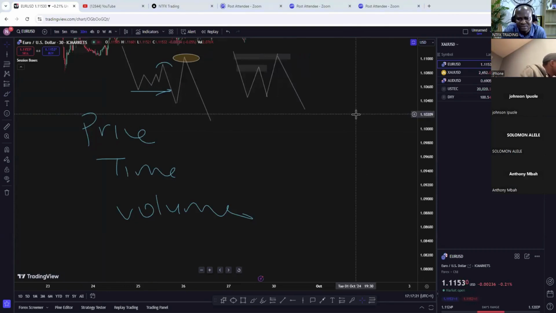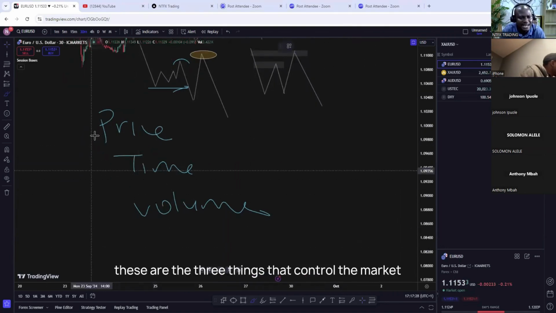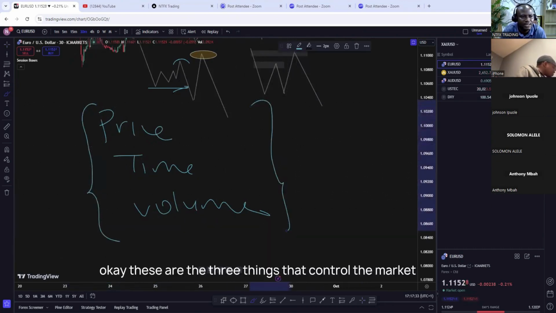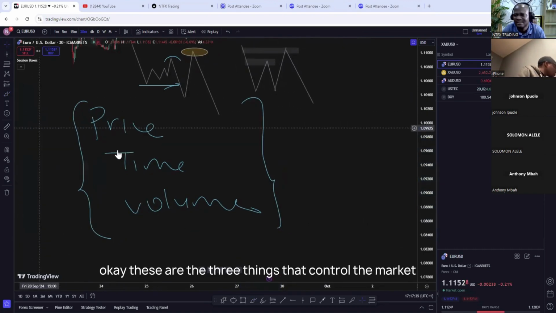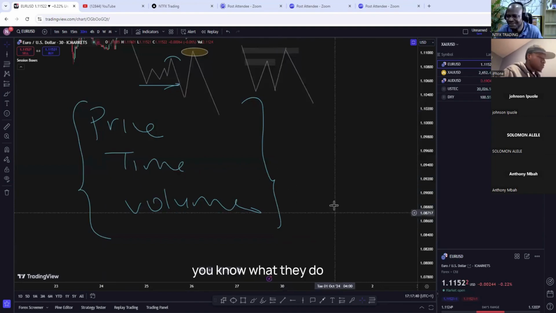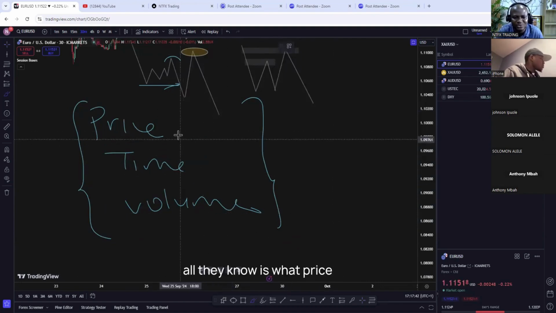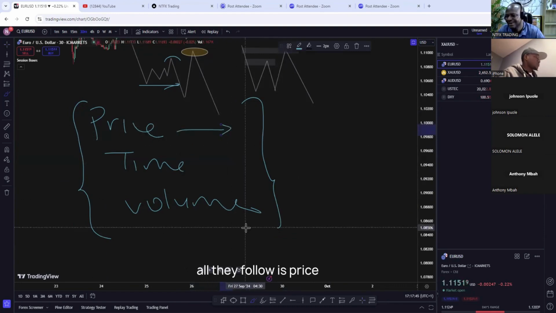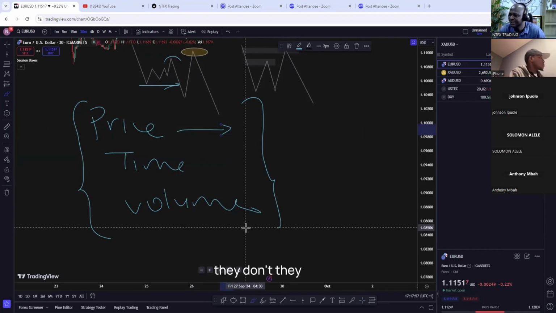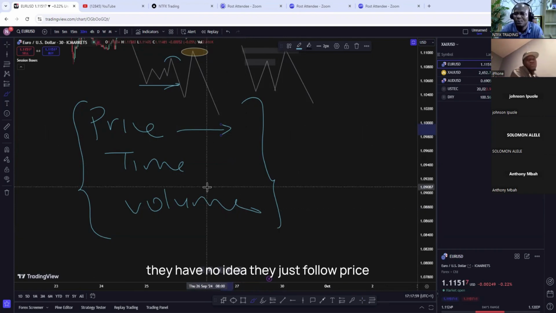Price, time, and volume. These are the three things that control the market. Many people who are not part of our system, you know what they do? All they know is price. All they follow is price. And that's why they cannot pinpoint the exact price level that the market will turn. They have no idea. They just follow price.